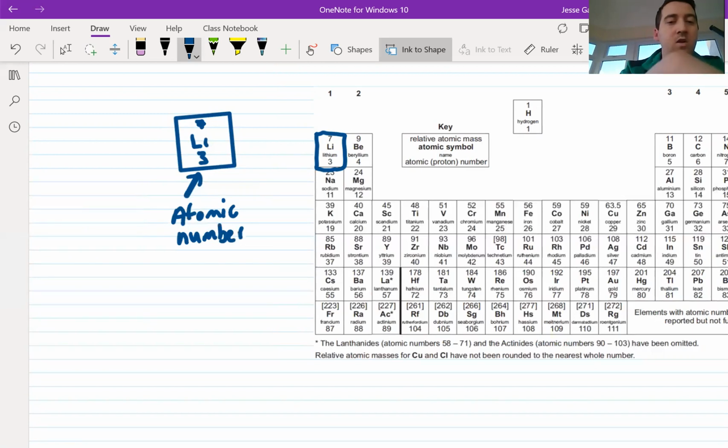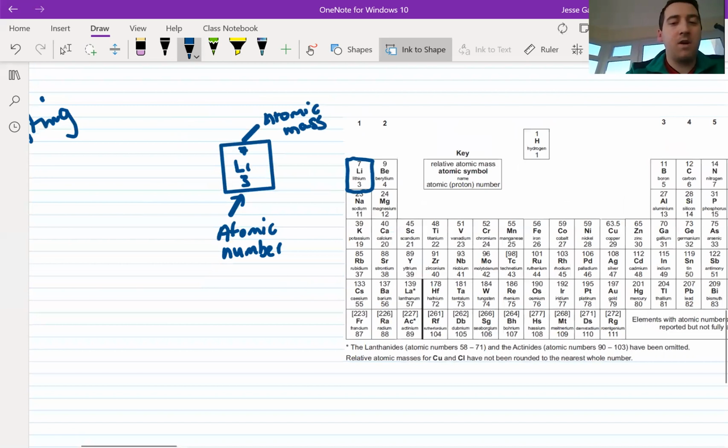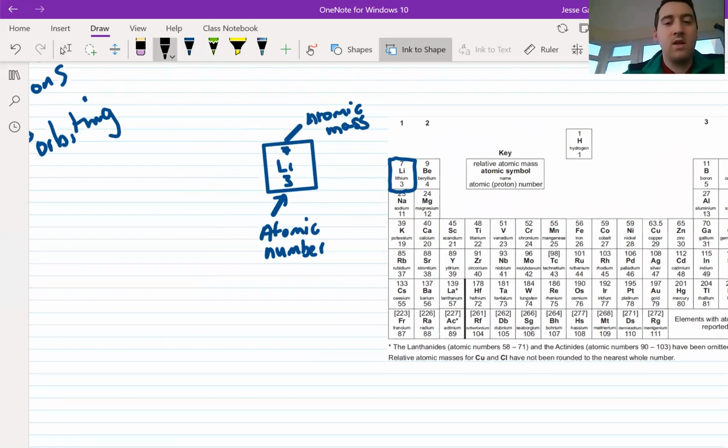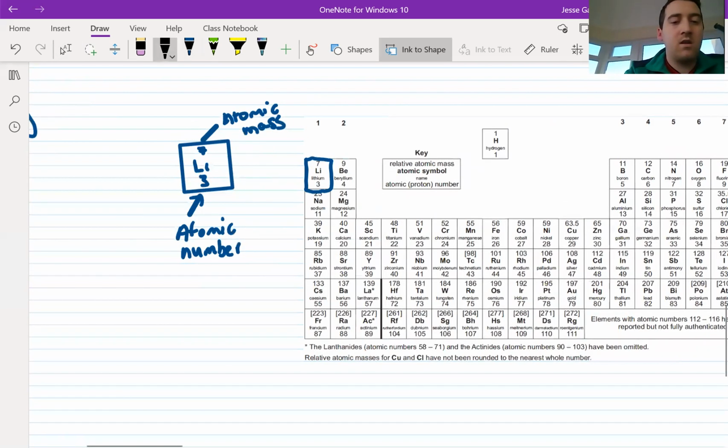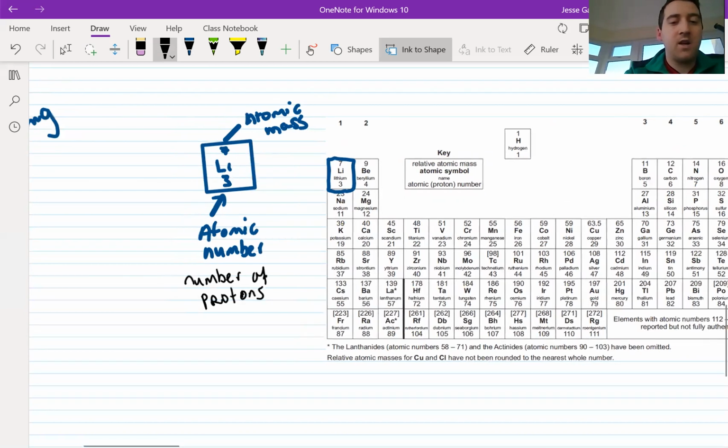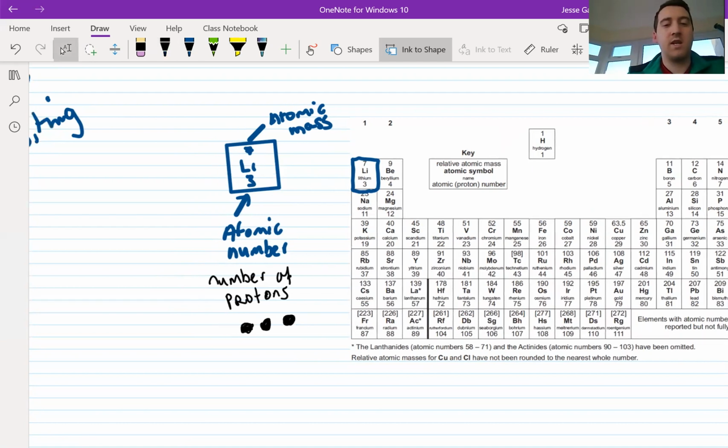7 is what we call the atomic mass. The atomic number tells us the number of protons an atom has. So lithium has the atomic number 3. That means it's got 1, 2, 3 protons. So 3 protons because the atomic number is 3.